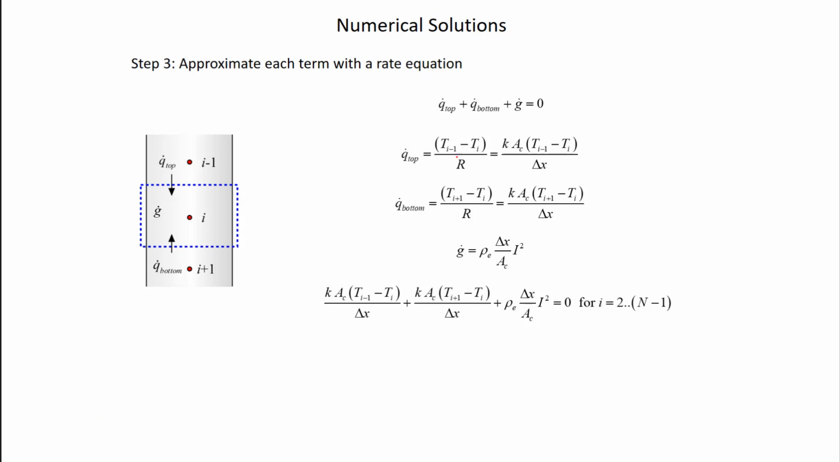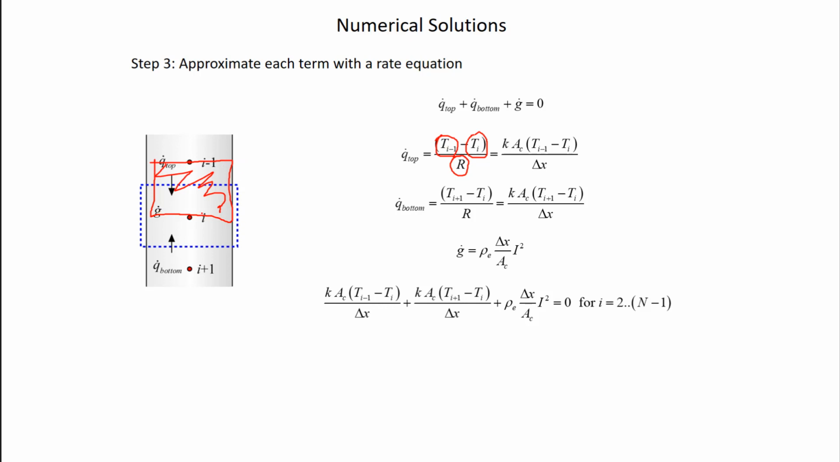Okay, so top. Q dot top is driven by the temperature at this node minus the temperature at this node, right? That's consistent with the direction I drew this arrow. And then the resistance of all this material that lies between those two temperatures. So it's going to be Ti minus 1 minus Ti, and this resistance is the resistance of all this stuff that lies between those two temperatures.